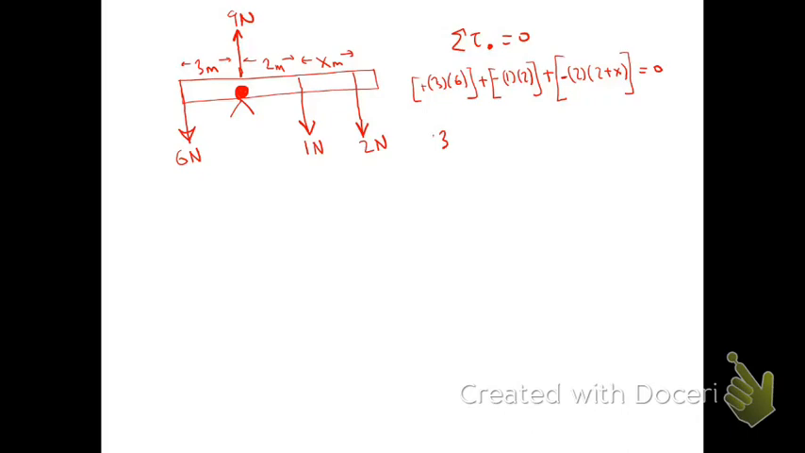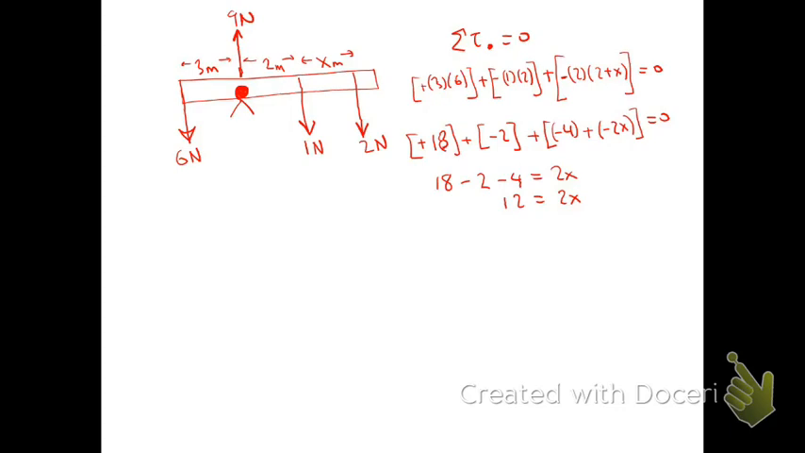So that's going to be 18 plus minus 2 plus, I've got to expand this now, minus 4 added to minus 2x. I took that minus 2 and I multiplied it into the 2 and I multiplied it into the x. So then I get 18 minus 2 minus 4 is equal to 2x. So that's going to be 18, 14, 12. 12 is equal to 2x. So x is equal to 12 over 2, which equals 6 meters.